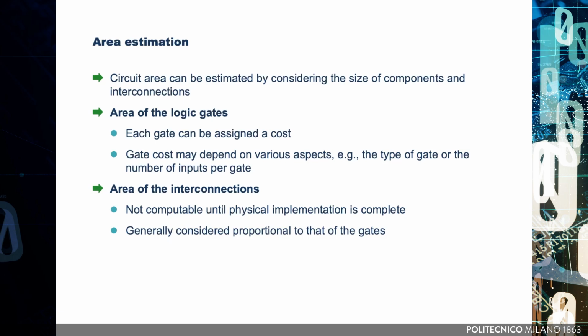Let's analyze the first extra-functional aspect, that is the area. The area, or more precisely the size of a circuit, can be estimated by summing the space occupied by its components and interconnections. In this context, the components we're referring to are logic gates. We assign each gate a cost, meaning a numerical value that reflects certain characteristics. For example, we may assign to the gate a value that depends on the type of gate. Moreover, such a cost may also depend on the number of its input lines. More inputs typically mean a larger physical size.